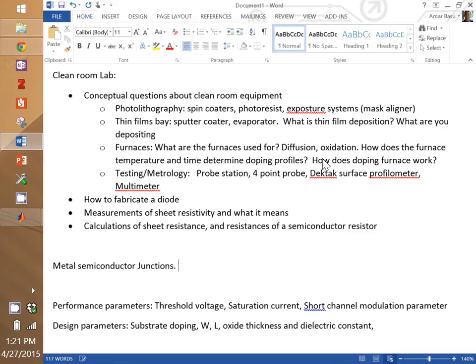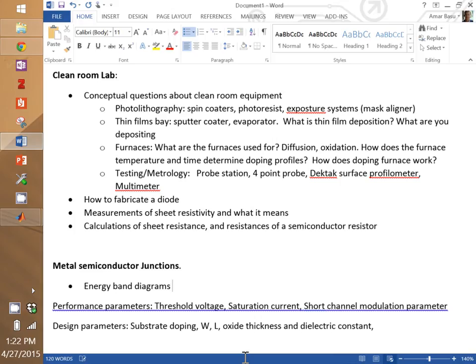Okay, so I was planning on addressing homework questions first, but I think this is helpful, so let's do this. All right, so what are some of the concepts under metal semiconductor junctions? Energy band diagrams. This would probably be the main thing. I would like you to make sure that you are able to draw the energy band diagrams for all the types of metal semiconductor junctions.